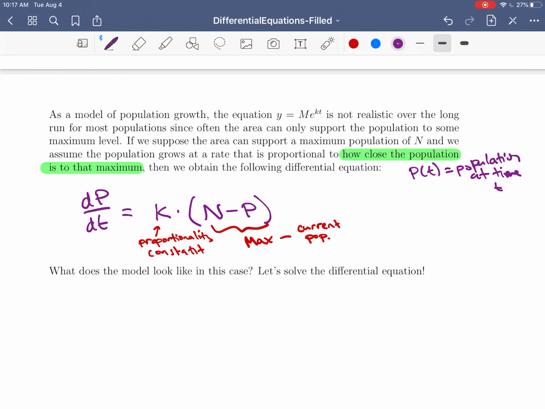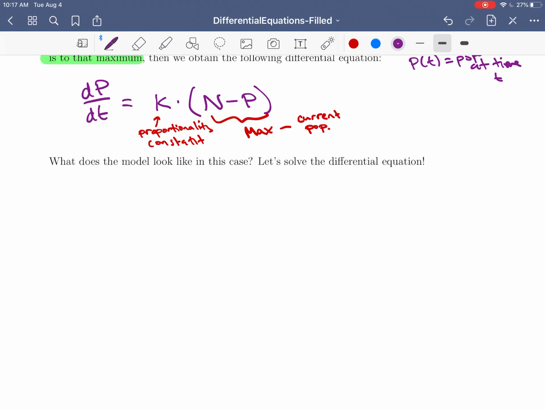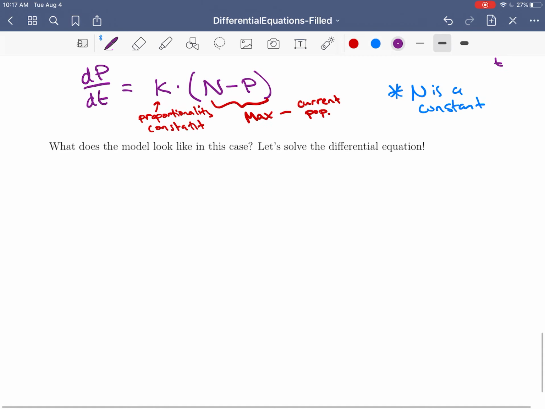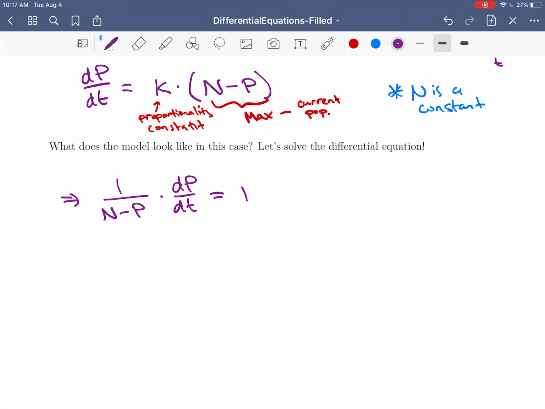Now if we try to solve this one, it's a little bit different. N is a constant. It's some maximum that we know the area can support. So we want to treat it like a constant, but because it's attached to the P, we're going to have to move it with the P. If we wanted to solve this, the first thing I would do is divide by N minus P. So I'm going to have 1 over N minus P times dP/dt is equal to k, and then I would multiply the dt over, so that I have k dt.